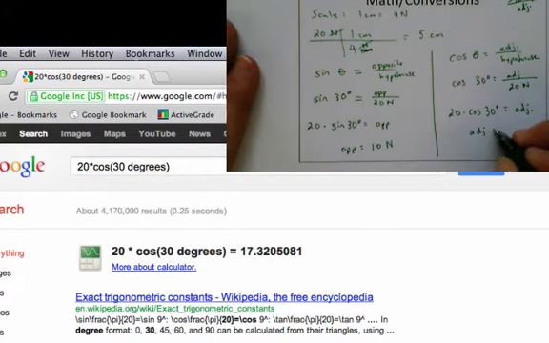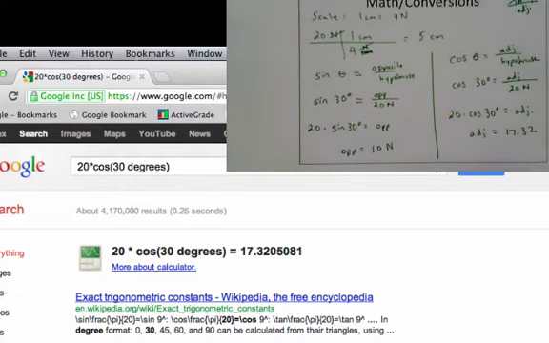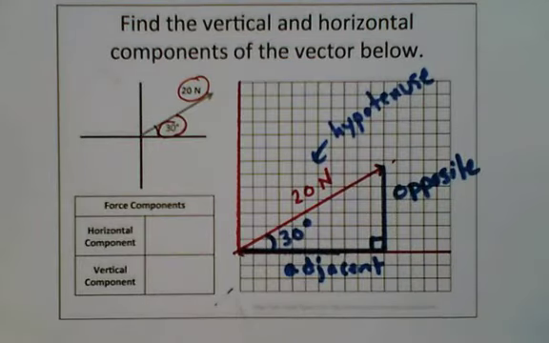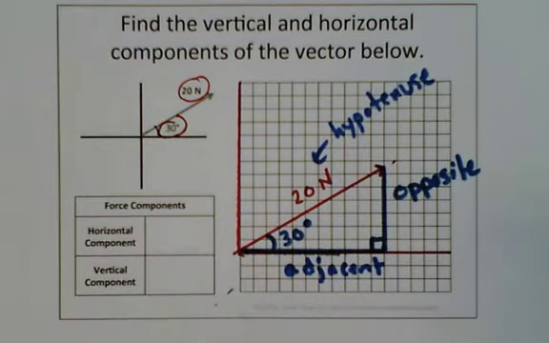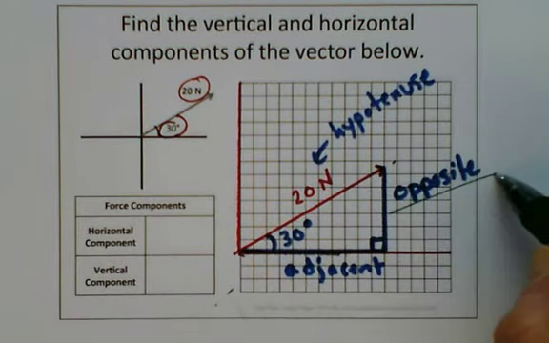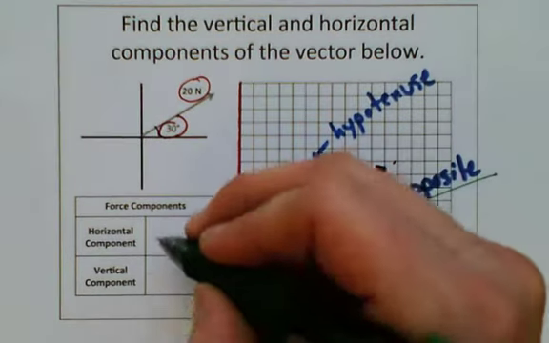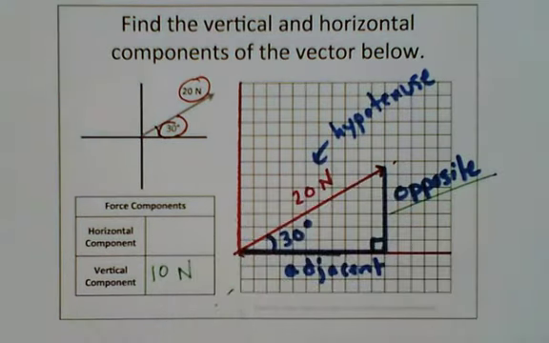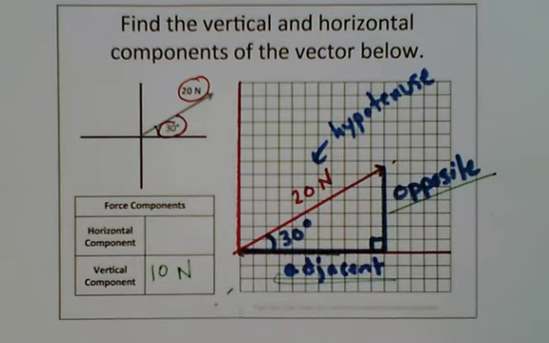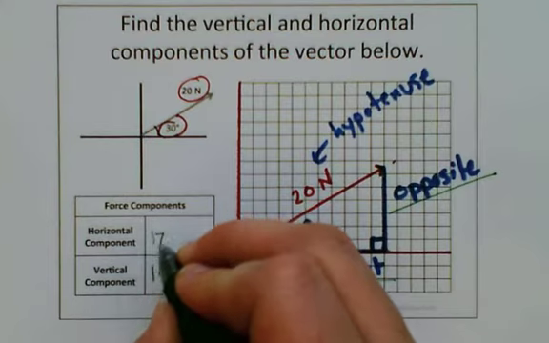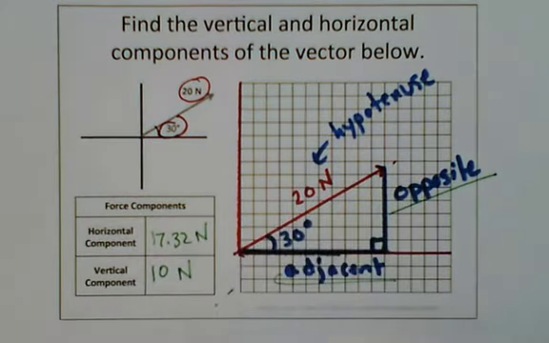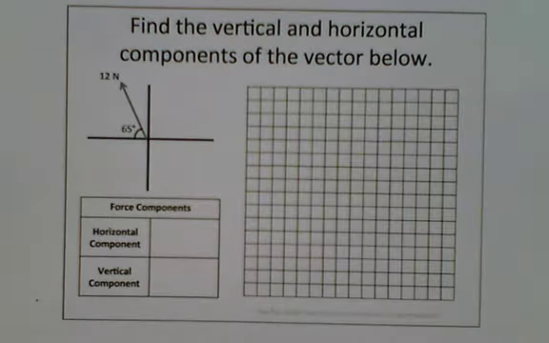And we get that the adjacent side is 17.32. Lastly, I'm just going to plug those values back up here as the horizontal and vertical components. We said that the opposite was 10 newtons. We can see that that represents the vertical component of our vector. The adjacent was 17.32 newtons, and that represents the horizontal component of our vector. Now we're ready to go on to the next problem.